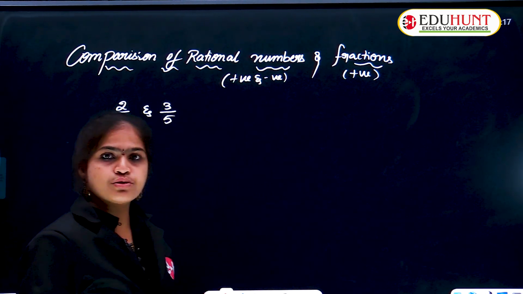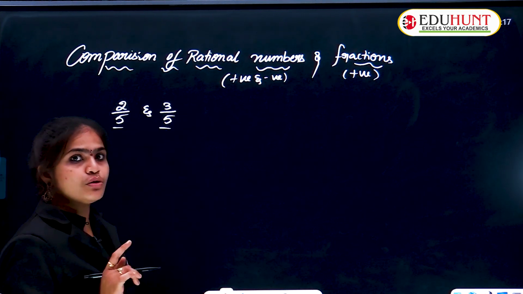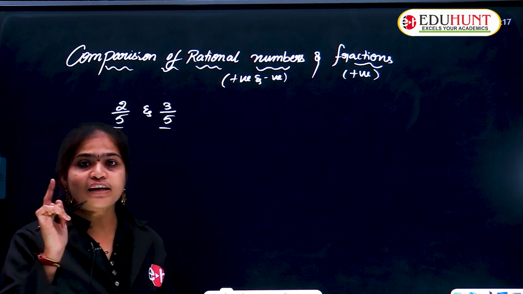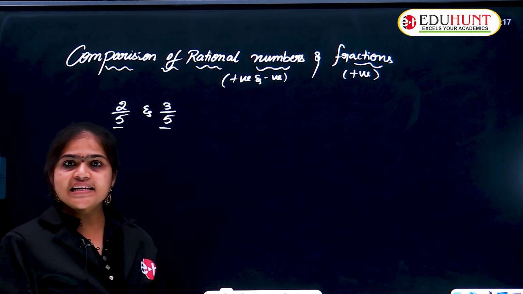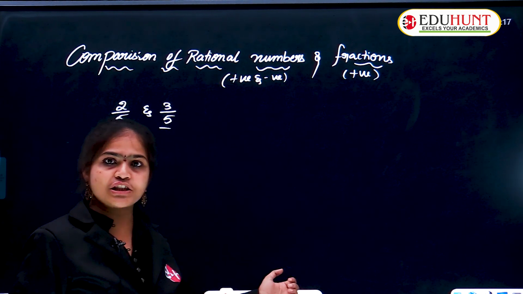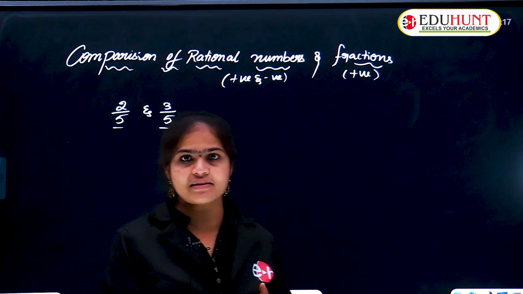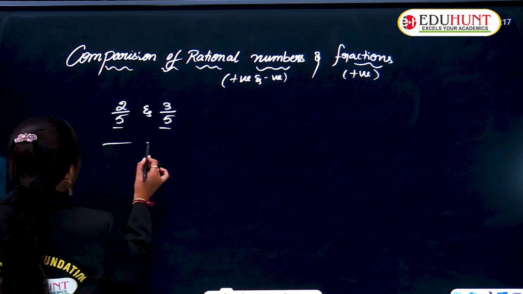See that those two numbers are having the same denominators. Same denominators means we consider them as like fractions. Those two are like fractions. If the denominators are same, then we can easily compare those two given fractions by seeing their numerators. For example, say 2 by 5.